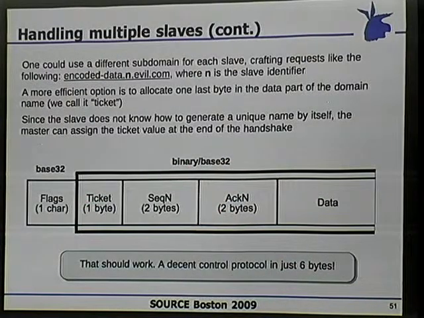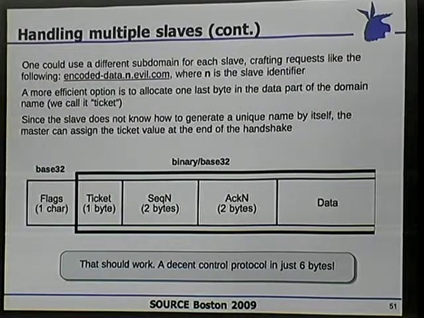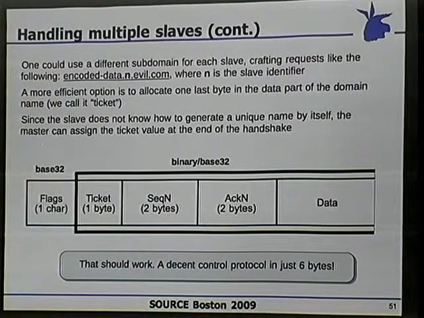You can either use a different subdomain for each slave and identify which one is which, or you can do it more conveniently, and we introduce a ticket, which is just a byte, so we can have, at the moment, 256 slaves, and every slave would get one unique ticket, of course. The problem is slaves do not know which is a unique ticket, so the first request in the handshake would not contain any ticket, then the master would assign a unique ticket, and from that point on, slaves use unique tickets. And this is our control header in just 6 bytes, I think, which is a good thing. So we have a reasonable amount of space which we can use for actual payload.